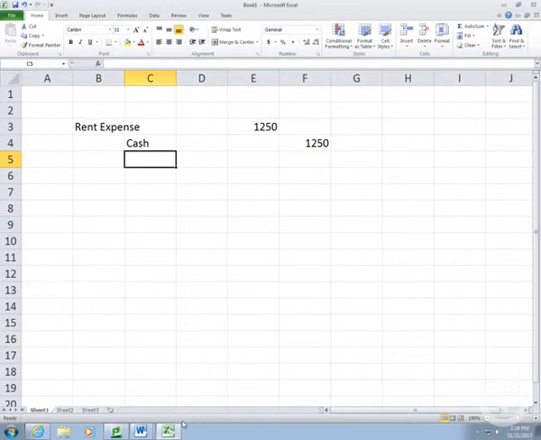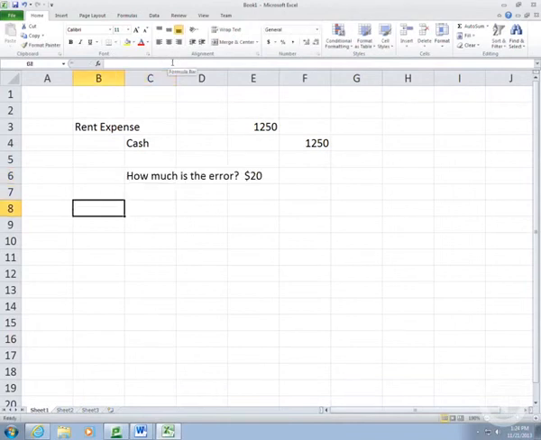How much is the error? The first thing you need to know when you have an error is how much the error is. $20. Are we going to add $20 to our book balance, or subtract $20? Subtract. So give me the entry to fix the error. The error is $20. How do I fix it? I will debit rent expense $20, and I will credit my cash $20. And I fix the error, and I need to deduct it.